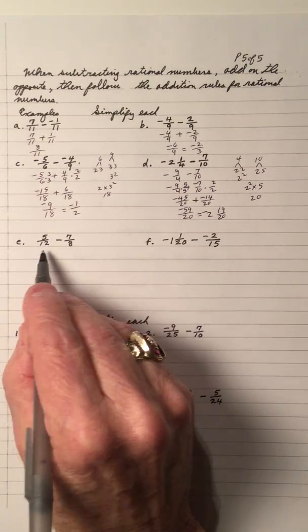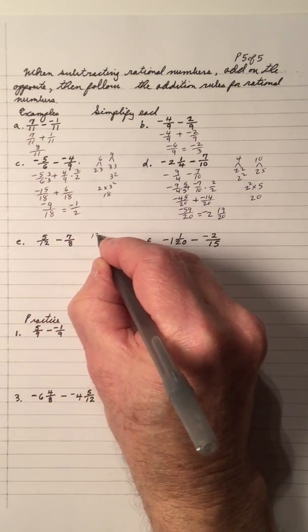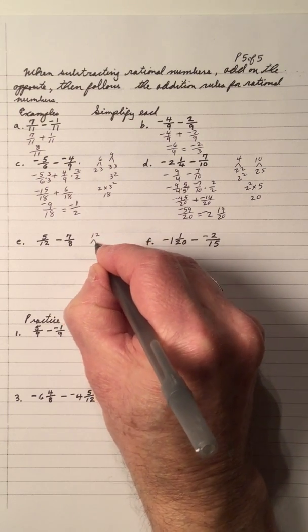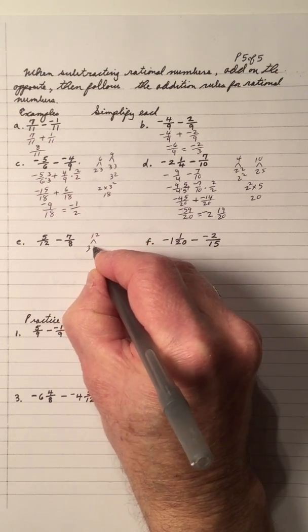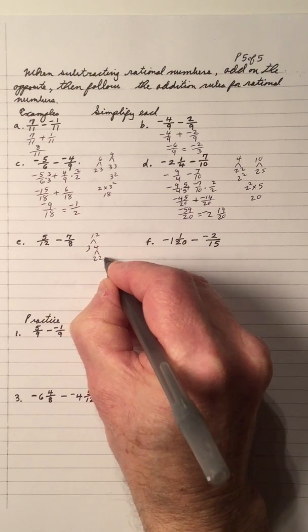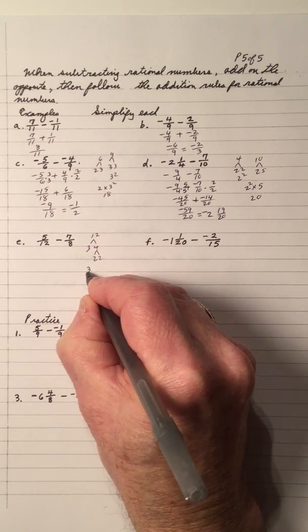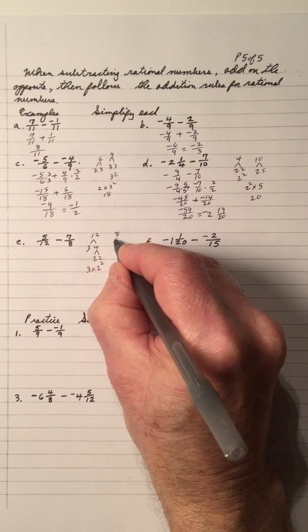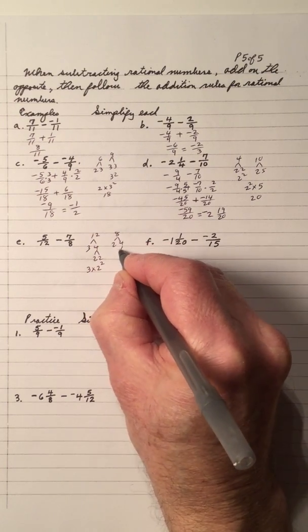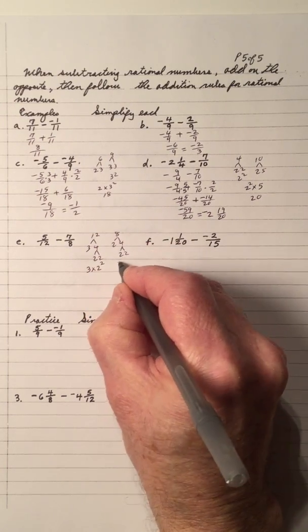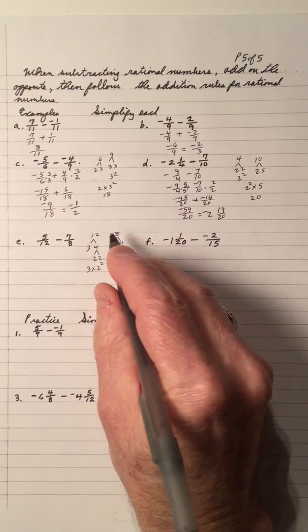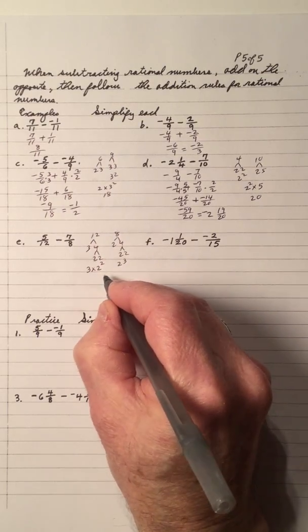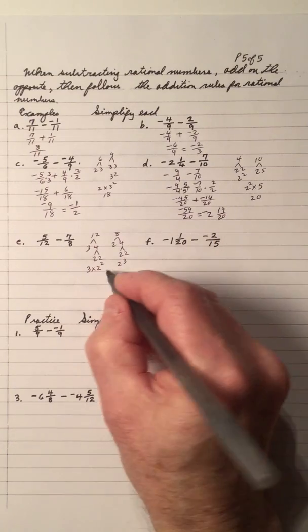And we'll work these out. We've got to get an LCD. So 12 is 3 times 4, and 4 is 2 times 2. So that's 3 times 2 squared. 8 is 2 times 4. 4 is 2 times 2. So that's 2 cubed. So the LCD is, again, like a least common multiple, same thing.